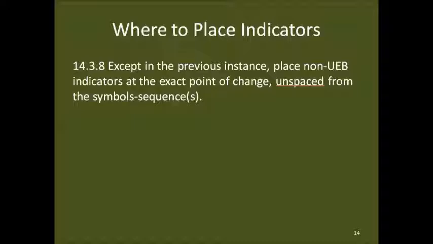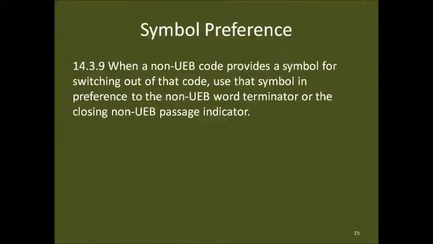Except in the previous instance, where something is displayed, you place the non-UEB indicators at the exact point of change, unspaced from the symbol sequence, as we saw about 2 slides previous. When a non-UEB code provides a symbol for switching out of that code, use that symbol in preference to the non-UEB word terminator or the closing non-UEB passage indicator. So, for instance, Nemeth or computer Braille code would have its own termination symbol. So we would use that instead of the non-UEB terminators.